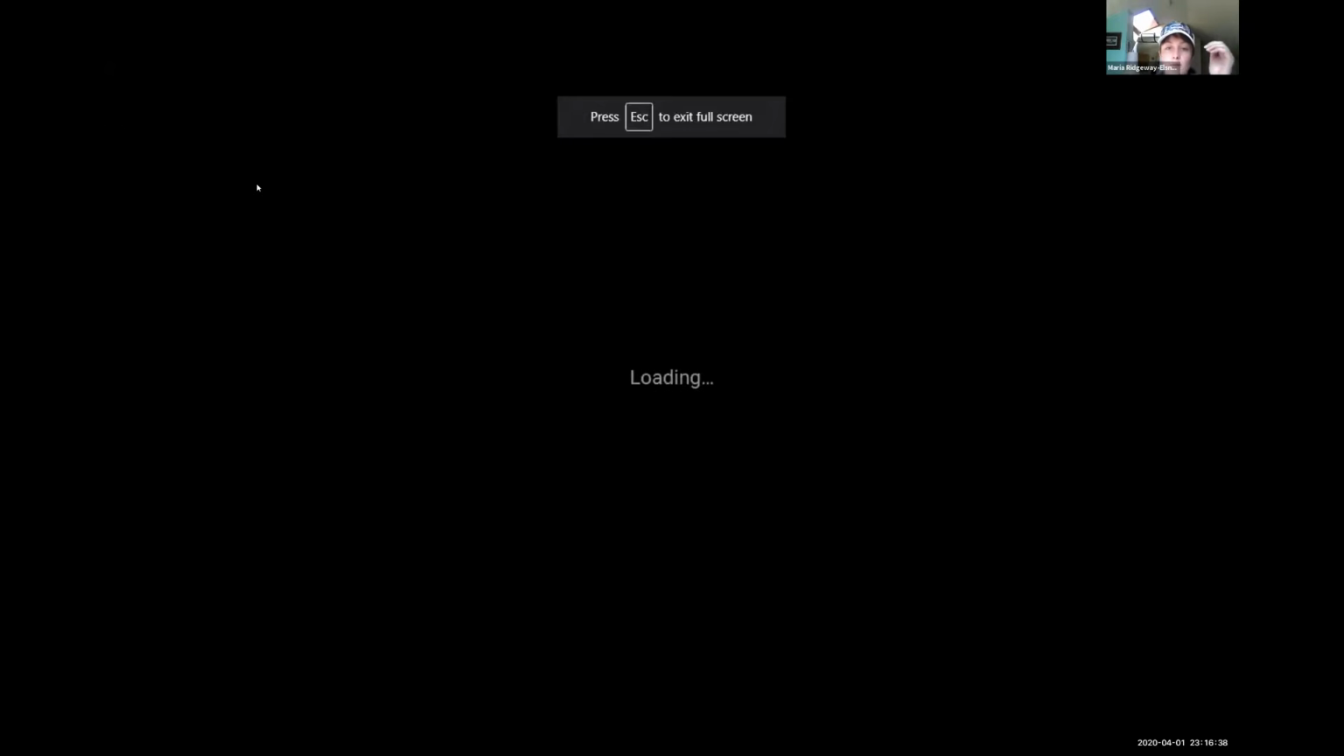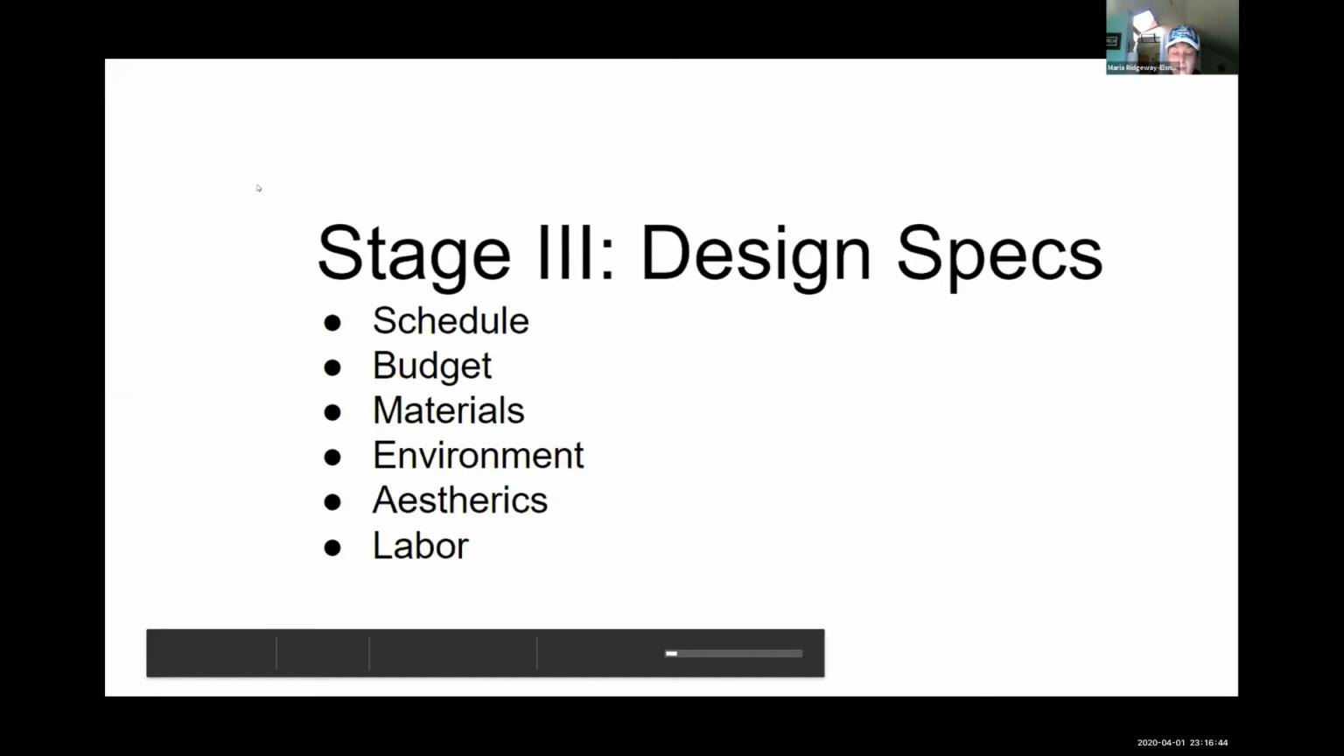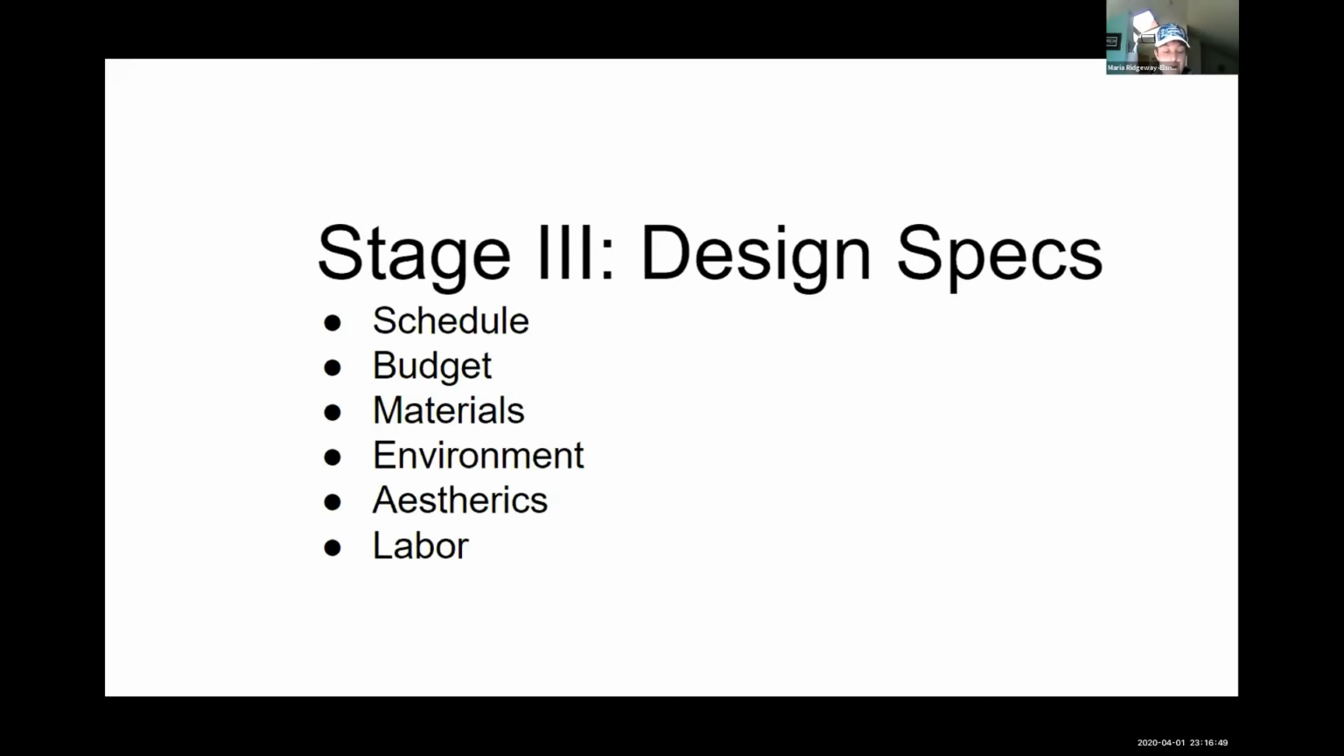All right, so I'm gonna be talking about stage 3 of the engineering design process, which is the specs and constraints of our project. These are the specifications and constraints that were put on our project that aren't part of the problem analysis. They're not the facts of the problem. They're more the constraints around what kind of solution we can build. Included in that are the schedule, the budget, materials, environmental impact, aesthetics, and labor.